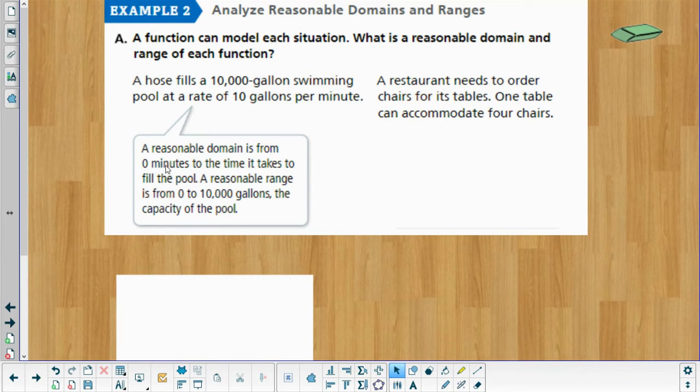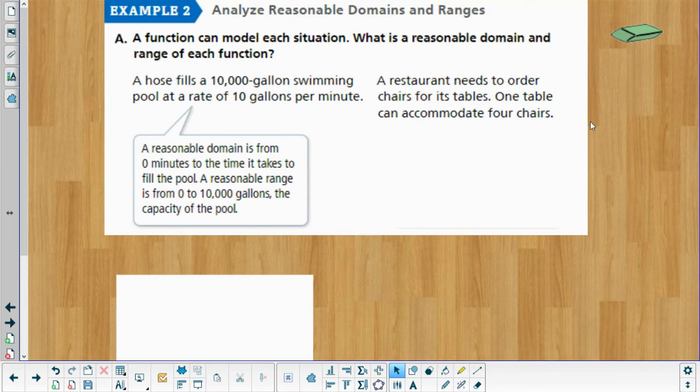Okay, because obviously it's not going to be negative time. And then obviously we would stop when we get the pool full. A reasonable range is from 0 to 10,000 gallons. So again, 0 means the pool is empty, and 10,000 is the maximum the pool will hold. So that's why we have limits on this.